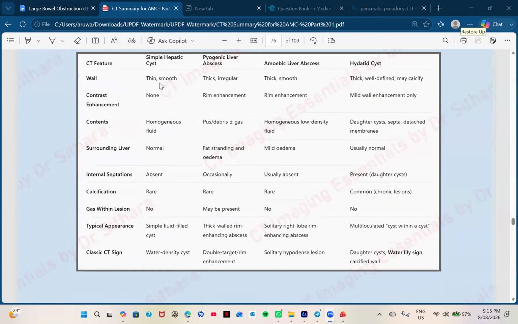Okay, then other things, because now I'm going to explain the cyst, hepatic abscess, and the hydatid cyst things. These are very important to differentiate, okay?